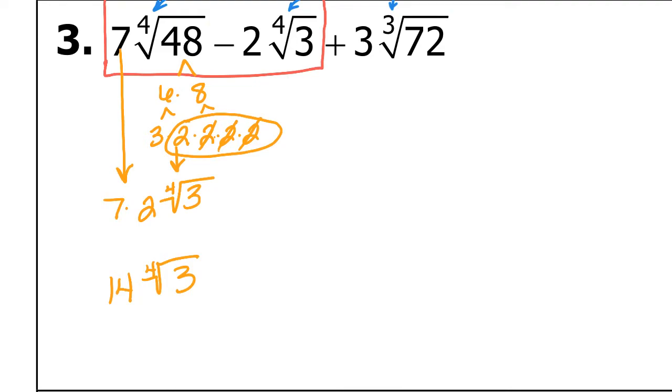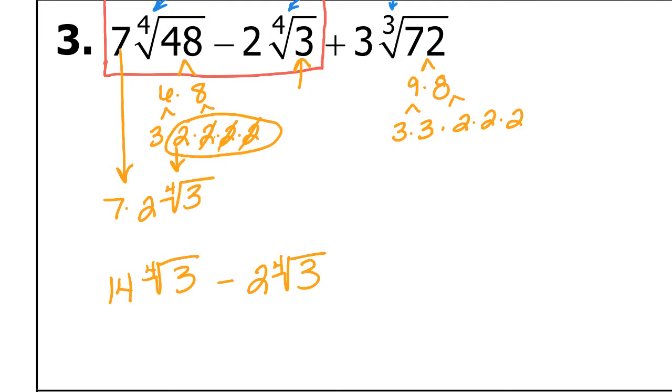If I look at my second term, my radicand is a 3. So I can't simplify it any farther, so I simply bring it down. Now my third term can be broken down. So 72 can be broken down into 9 times 8. 9 can be broken down into 3 times 3. And 8 can be broken down into 2 times 2 times 2.